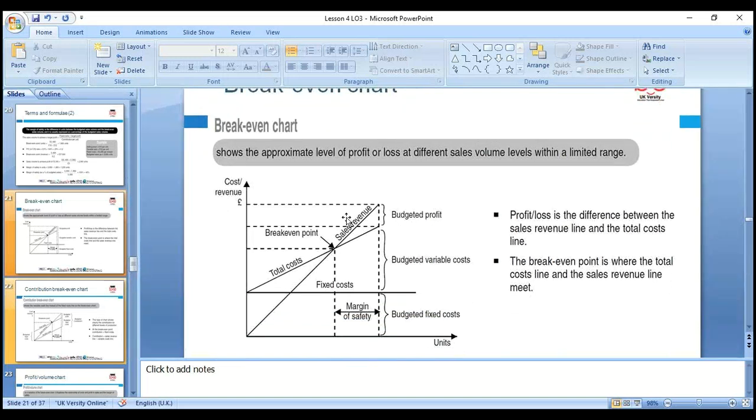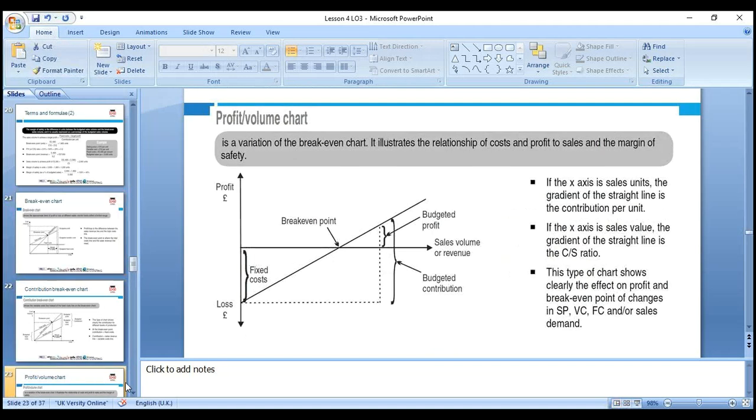So on the break even chart, break even is the point where there is no profit, no loss, where marginal cost equals marginal revenue. You will see there that total cost equals total revenue. We can look at the budgeted variable cost and fixed cost. The margin of safety is the difference between the budgeted sales and the break even sales.